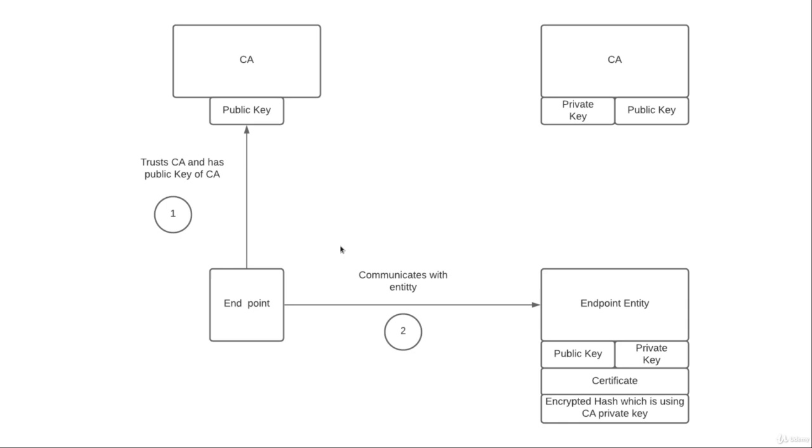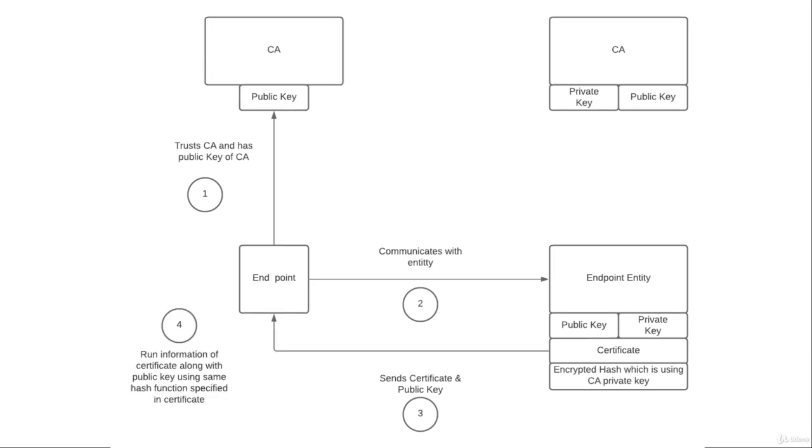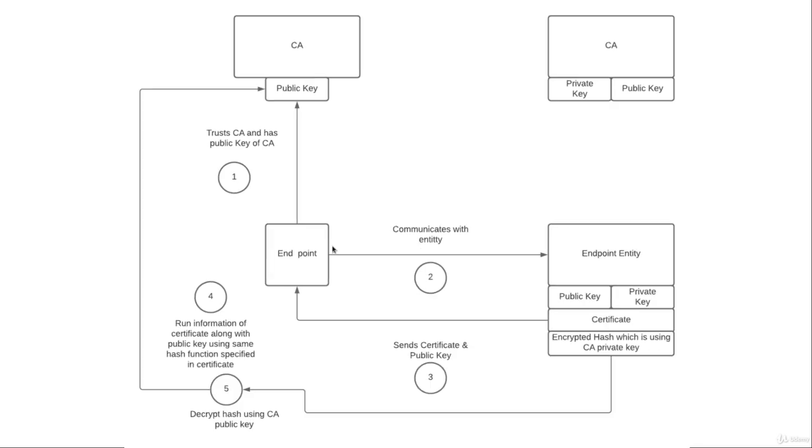Now imagine that a different endpoint wants to communicate with this entity. This endpoint trusts the certificate of authority. That means it is configured with that CA cert and the public key of that cert is trusted. The endpoint sends its certificate and public key to the initiator. The initiating endpoint runs the information in the certificate and the public key and creates a hash using the hashing algorithm specified in the certificate. The initiating endpoint decrypts the hash presented in the certificate, or the signature, using the public key of the trusted CA.